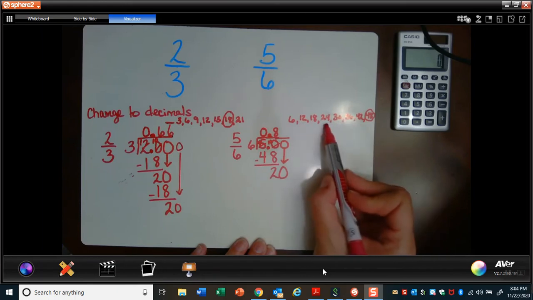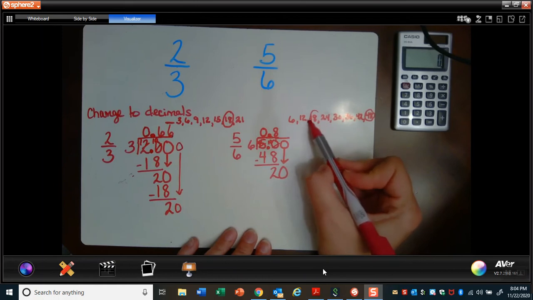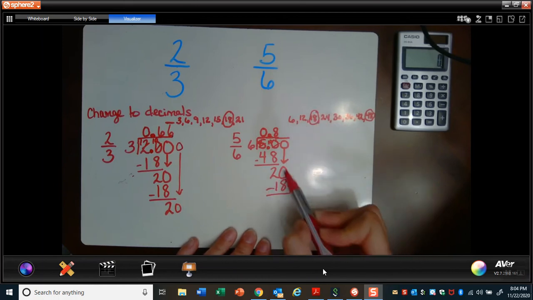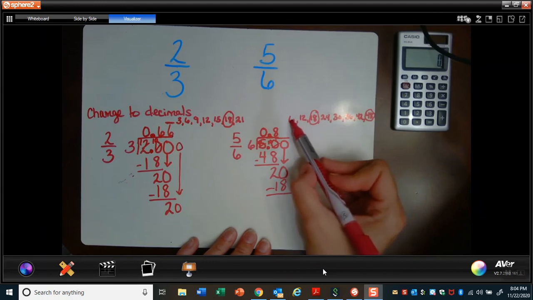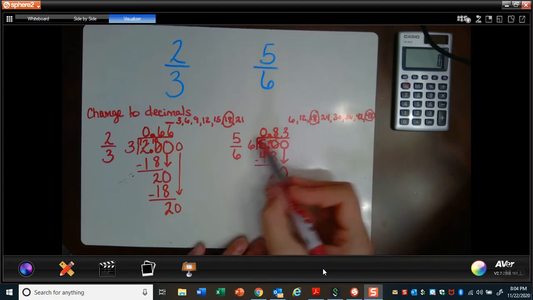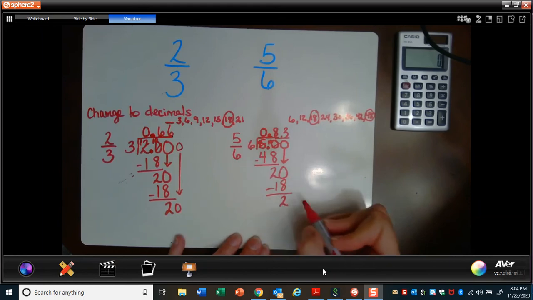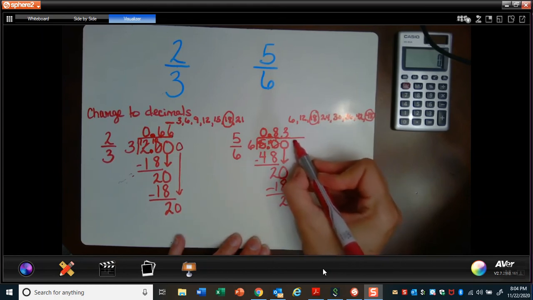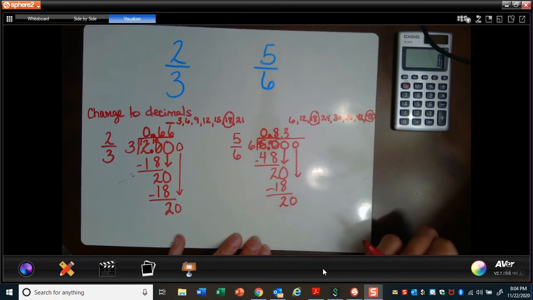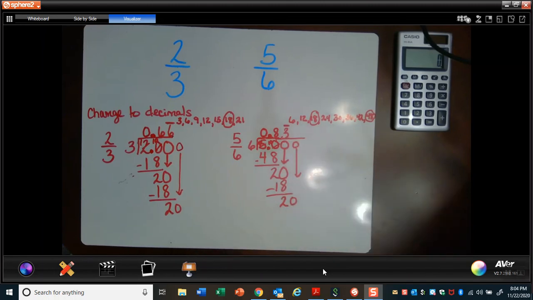Well, I see a 24, but that's too big. I can't take 24 away from 20. So I'm going to stick with 18. That means I'm going to take 18 away from 20, and I used 1, 2, 3 times to multiply that. 3 times 6 is 18. 20 take away 18 will give me 2. And then look at what happens again. If I keep adding that 0 there, I'm going to keep getting 20. So I'm going to have a repeated decimal of 3.